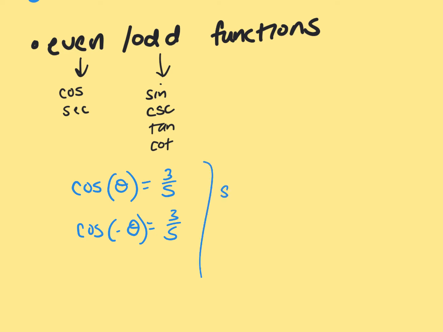But if I give you the sine of theta was 3/5, and I asked for the sine of negative theta, now my sign, as in the positive negative sign, changes. So the evens are the ones that do not change. The odds are the ones that do change.